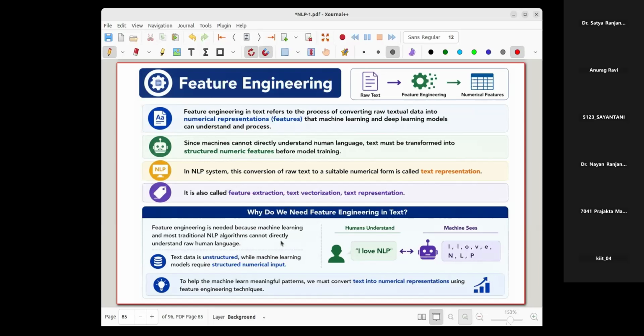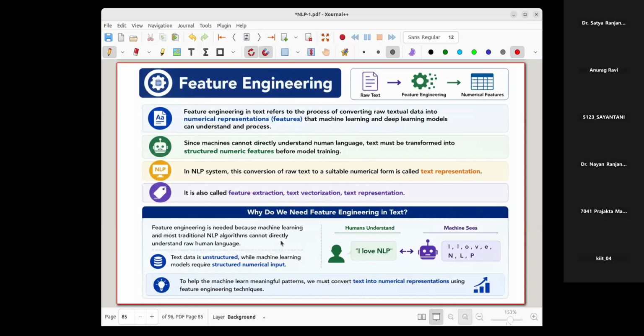Okay. Why is it required? Because text is not in a structured form, and the ML model which is to be used for modeling NLP requires numbers in a structured format. That's why this feature engineering step is very much important.